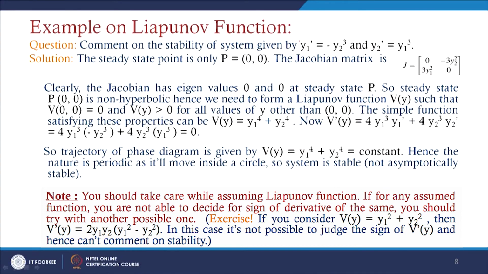Suppose the system is represented as y1' = -y2^3 and y2' = y1^3. For this system, the steady state points are: first, y1' = 0 gives y2 = 0, and if we consider y2' = 0, this means that y1 = 0 here. So, the steady state point is (0, 0).